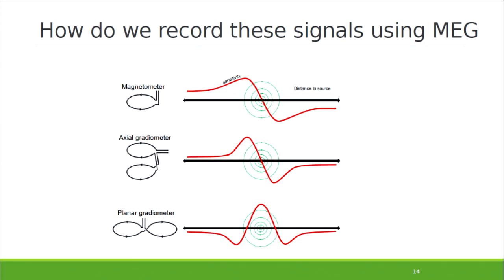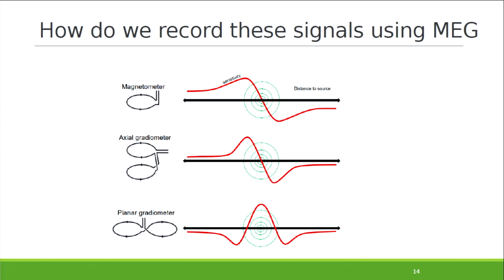In MEG, there are three main types of coils. You can either have a magnetometer, which is a single coil. You can have axial gradiometers, which are radial to the surface of the head, or planar gradiometers, which are tangential. That mainly depends on the system that you have. Today we will use a CTF MEG, which mainly comprises axial gradiometers. For the same magnetic field that you can see in green here, they produce a different output, so they're differently sensitive.